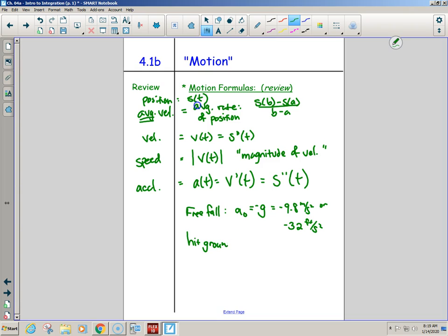What's going on if I hit the ground? The position is 0. I might not know the time, because it could be on the ground to begin with, or it could be hitting the ground sometime later. I don't know the time, but I do know the position. If it's something about at rest, what would that mean?